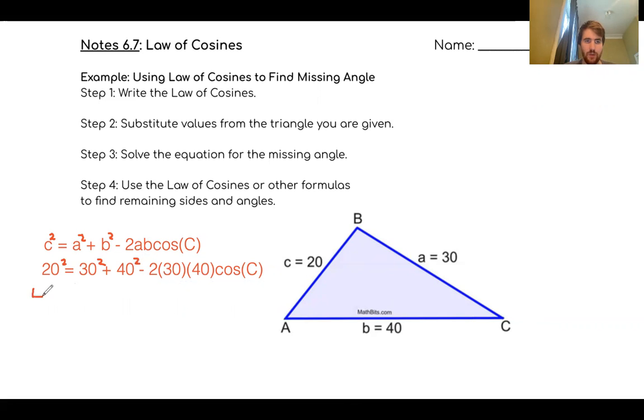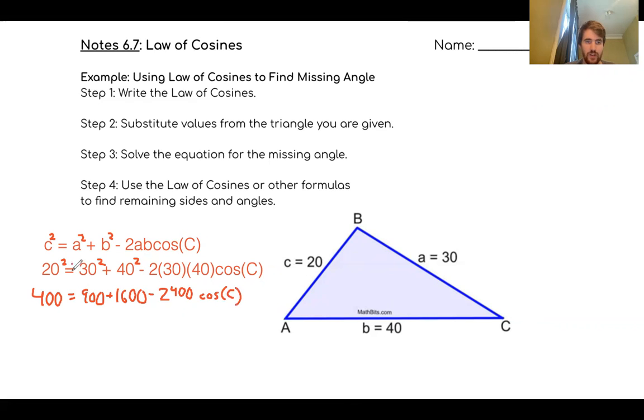Now this is going to be a bit more algebra intense, and we're going to need to use some of our skills to solve it. 30 squared is 900 plus 40 squared is 1600 minus 2 times 30 times 40. Can anyone do this in their head? This is 2400 cosine of C, we don't know what that is.